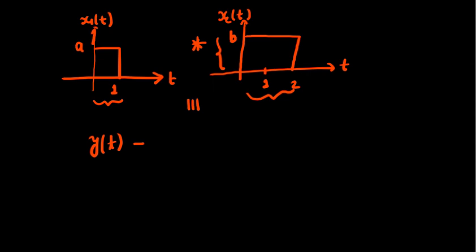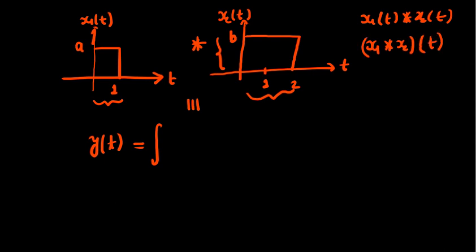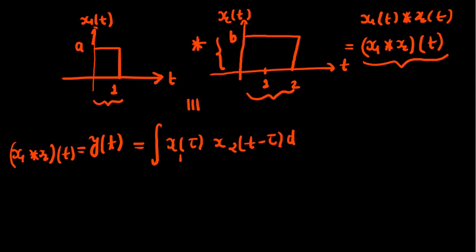So we know the formula for y(t), or the convolution of two signals, is x1(t) convolved with x2(t), or we also write it like this: x1 convolved with x2 evaluated at t. Okay? This type of notation I like more, so I would use this. So x1, x2, we convolve both of them and then we evaluate it at t. So the formula is x1(tau) x2(t minus tau) d tau, or x2(tau) x1(t minus tau) d tau.